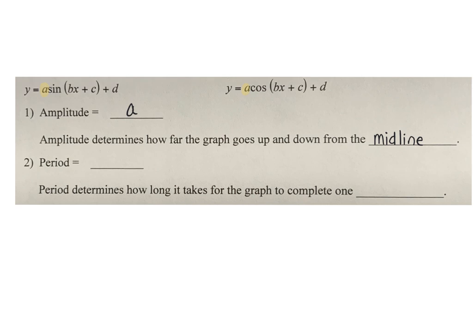You're going to take that 2 pi and divide it by the absolute value of the number in front of x. So it's 2 pi over the absolute value of b. And that is your period. Your period is how long it takes for the graph to complete one cycle. So 2 pi over the coefficient of your x.